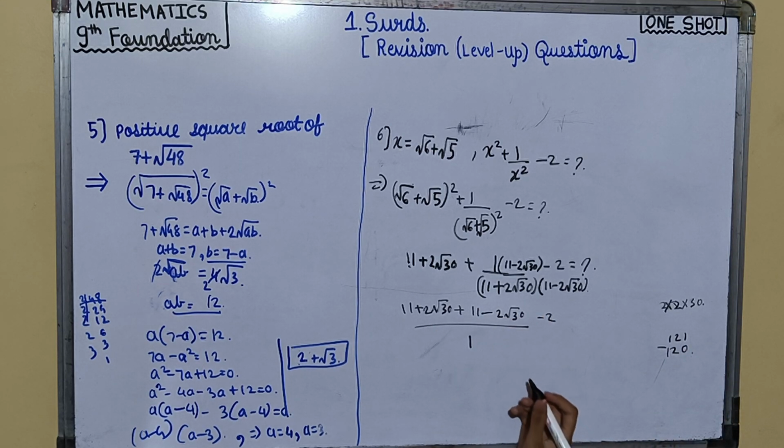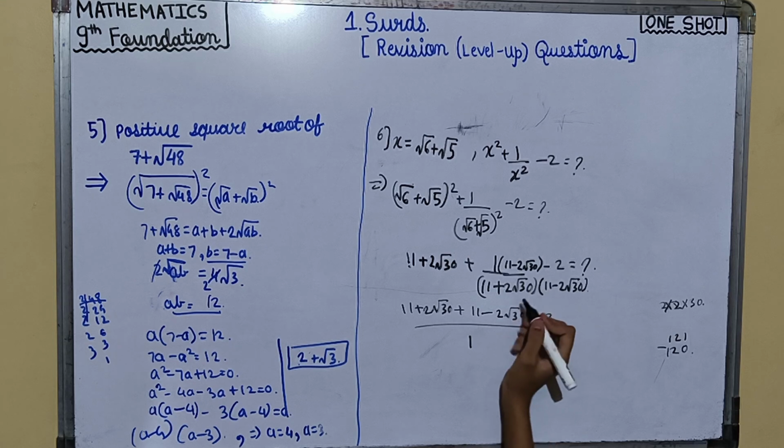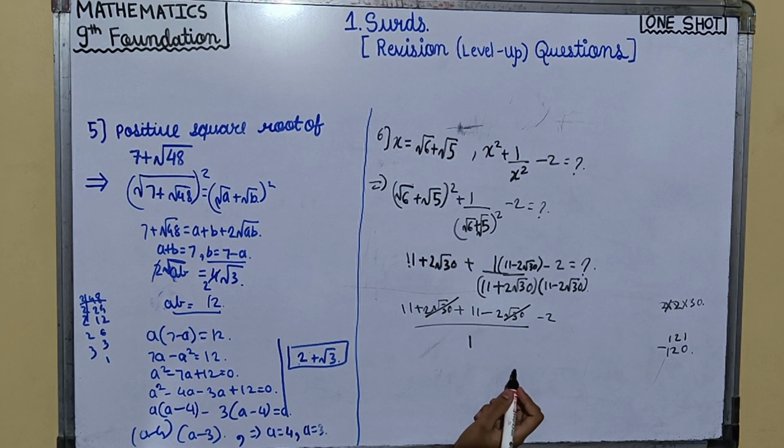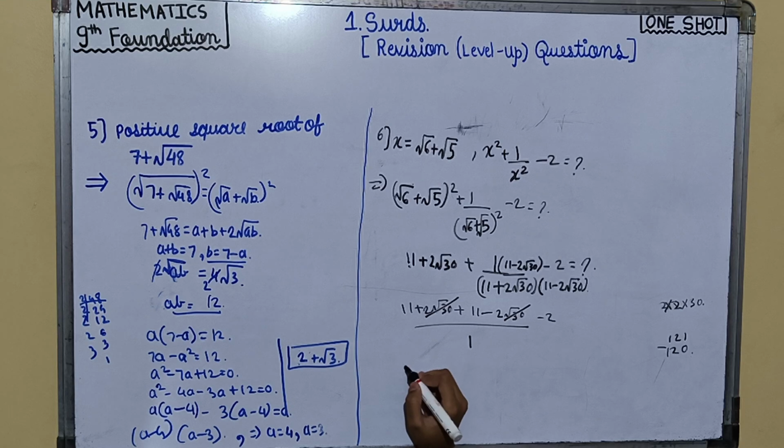So upon 1 means there is no value. Minus 2 root 30 plus 2 root 30 will get cancelled. 11 plus 11 will get 22 and minus 2 as it is. 22 minus 2 is 20. Therefore 20 is the answer. See how easy this question was. I hope you've understood this question.